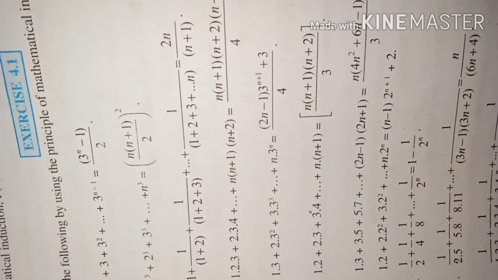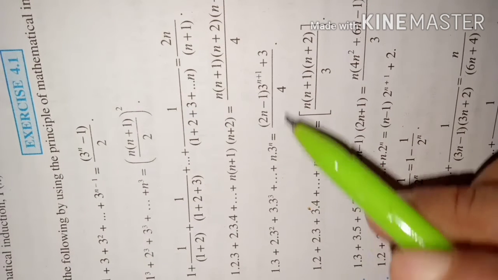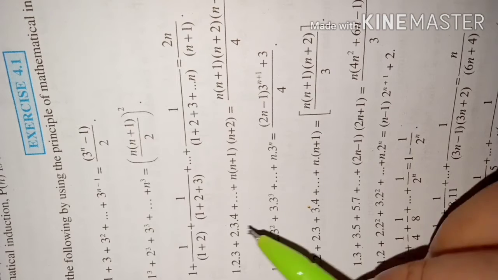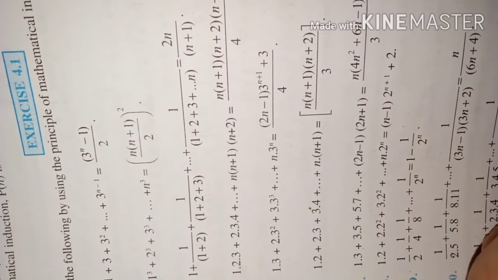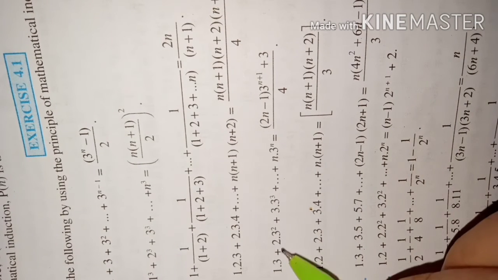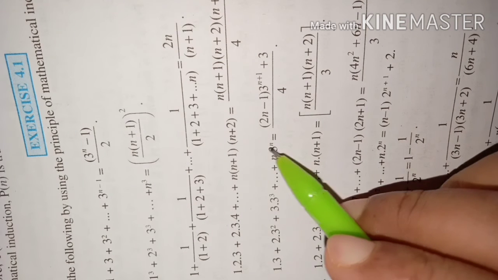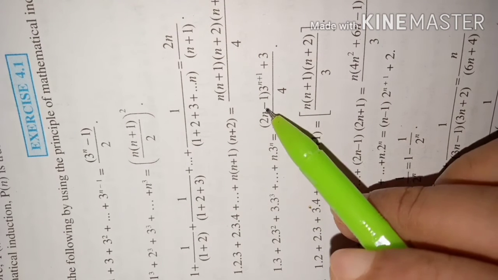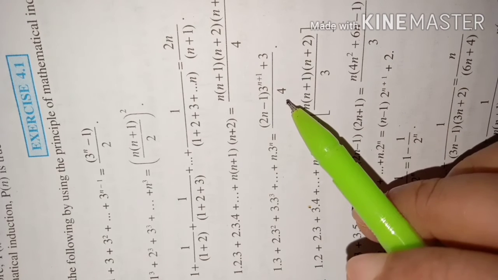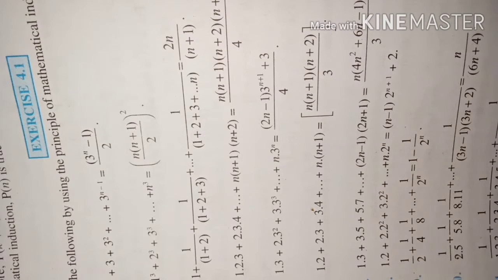We have completed up to question number 4. I told you to solve question number 5 at home, and I'm just showing you question number 5 today. From exercise 4.1, question number 5: 1 into 3 plus 2 into 3 square plus 3 into 3 cube plus n into 3 to the power n equals, you have to show, (2n minus 1) into 3 to the power n plus 1, plus 3, divided by 4. Let us say this is the Pn statement.